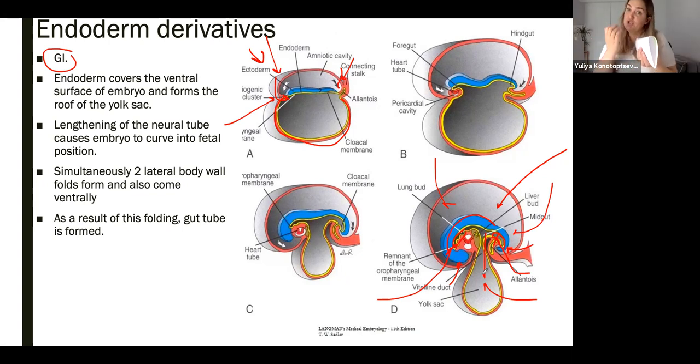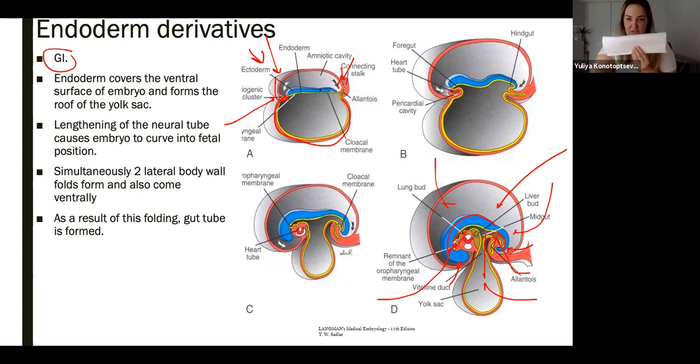This endodermal tube is called the gut tube, and the gut tube has 3 regions. Closer to the head, this is your foregut. Closer to the tail, this is your hindgut. But in the middle, this is called midgut. And technically, it's not a tube because something was preventing the closure of the 2 somatopleurs. And that something is the yolk sac. So midgut is the only one that has a connection to the yolk sac. Foregut does not. Hindgut does not.